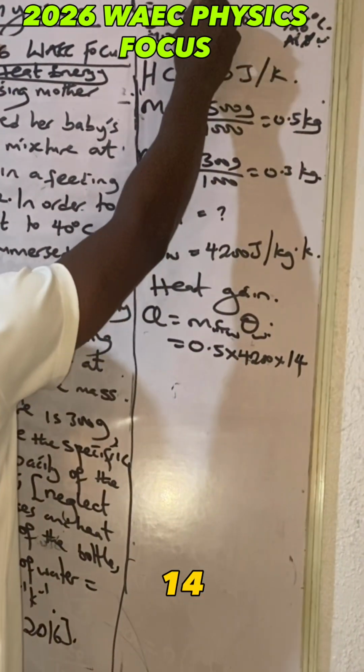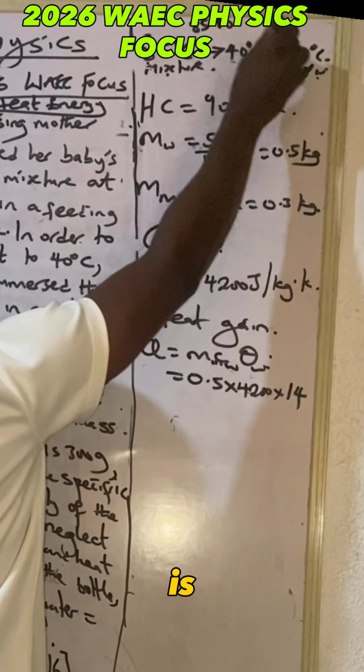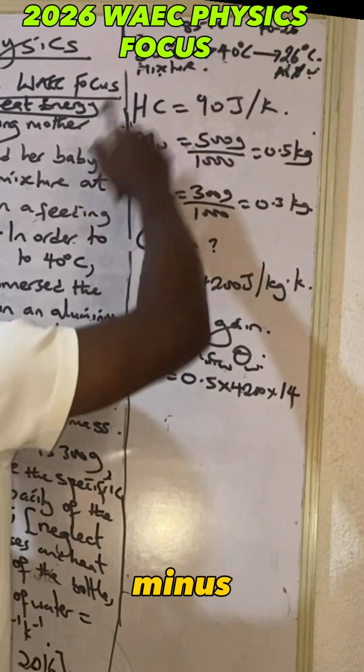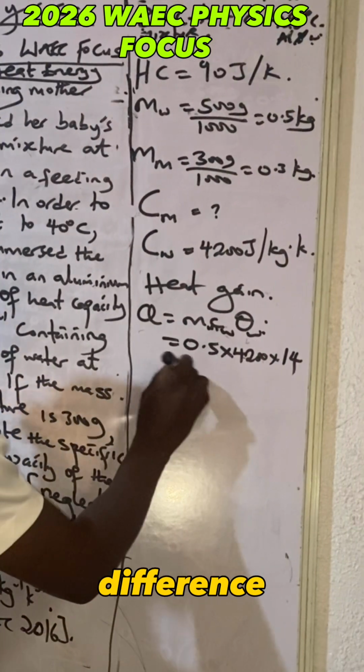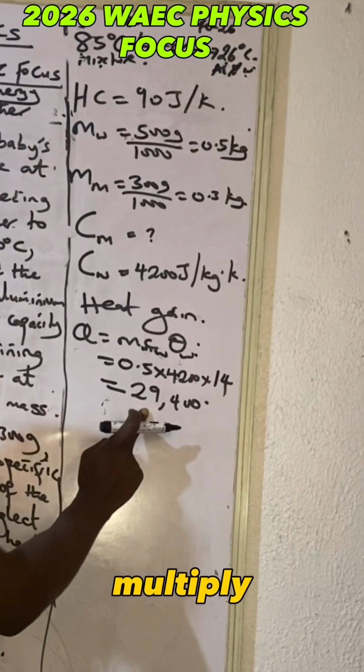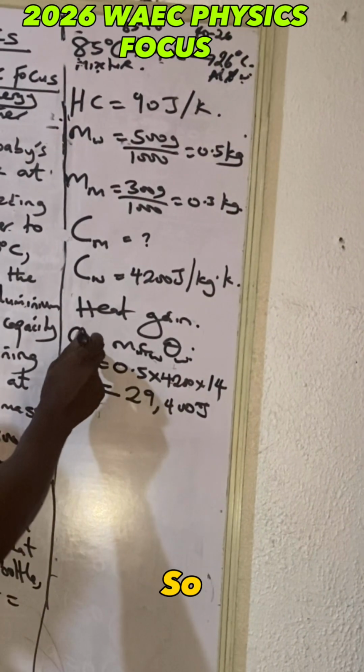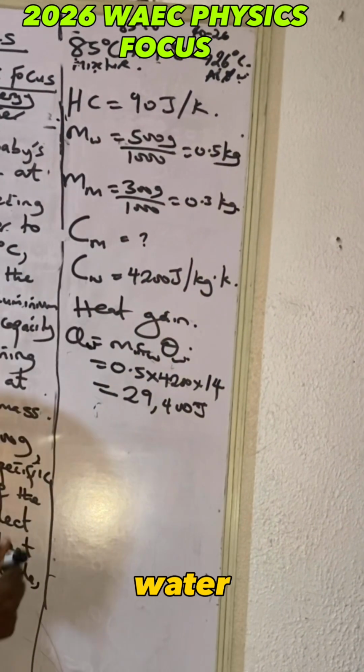Because here is 85 minus 40, and here is 40 minus 26. So that is the difference in temperature. So you can multiply these together. When you multiply this, you have 29,400 joules. So this is the heat gain of water. So let's look for that of aluminum now.